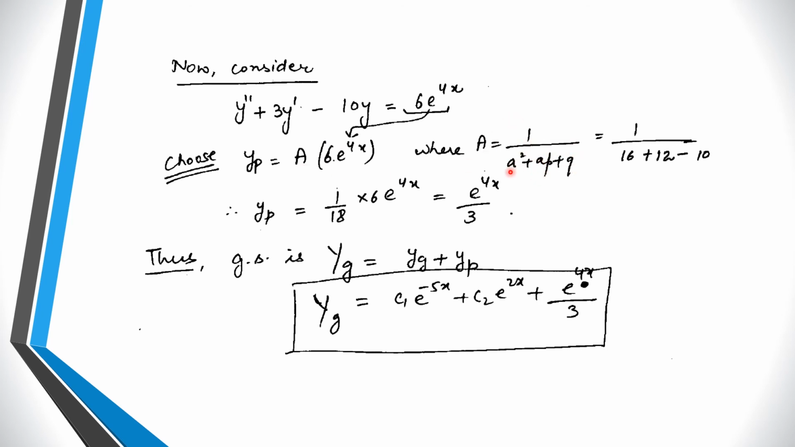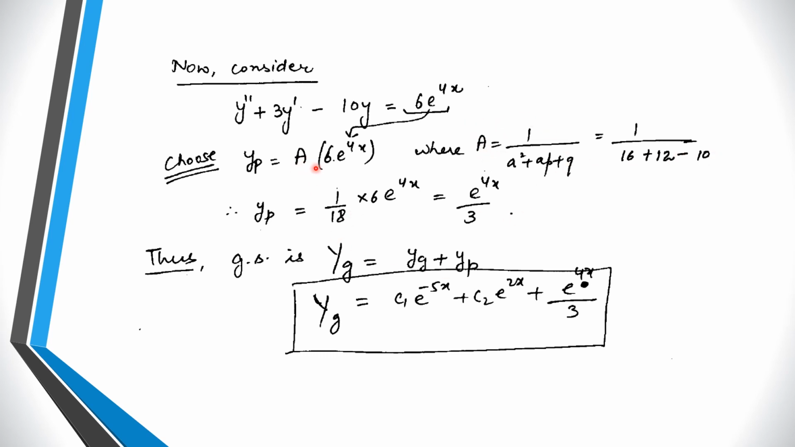What is your a in this case? 4. What is your p? 3. What is your q? Minus 10. Right? Now you find out the value of this. Your a square is 16. 4 into 3 is 12. q is minus 10. So this is 1 over 18. So the value of capital A is 1 over 18.